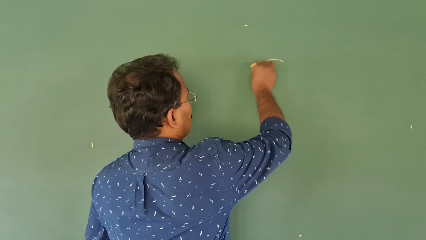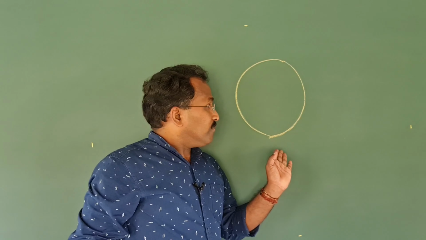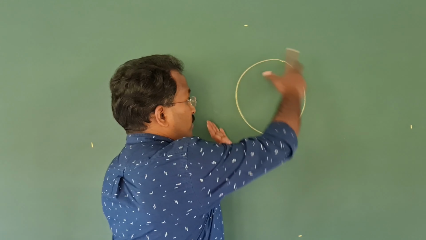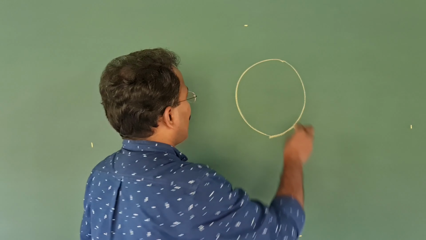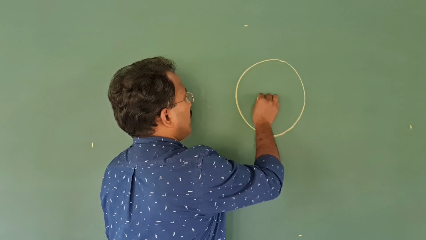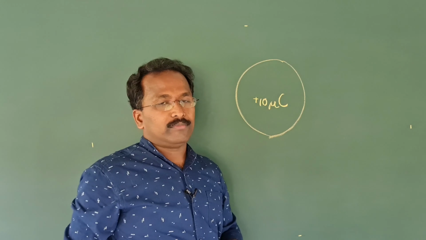Today, you imagine a football. We need a football. You know, we are imagining a football because it is a closed surface. And just imagine a charge inside, somewhere inside. Let it be at the center. A charge of say 10 microcoulomb.